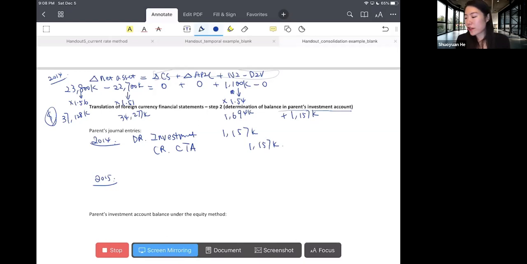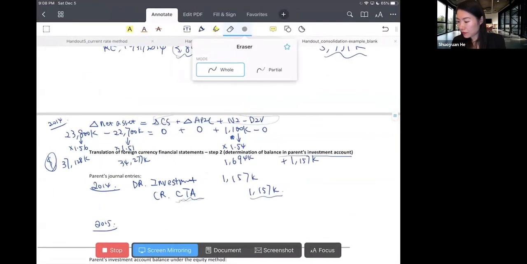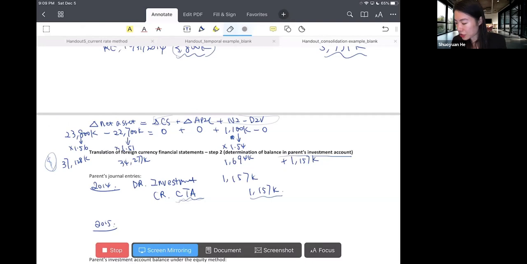And then in the year 2015, for cumulative translation adjustment, we already have this amount from the year 2014. So in the year 2015, we just need to increase it by whatever amount to make the new equation balance. So let's just do the same thing for the year 2015.